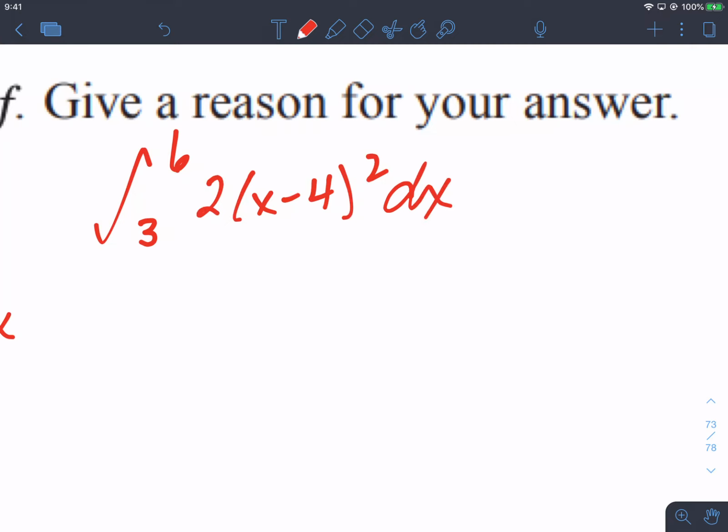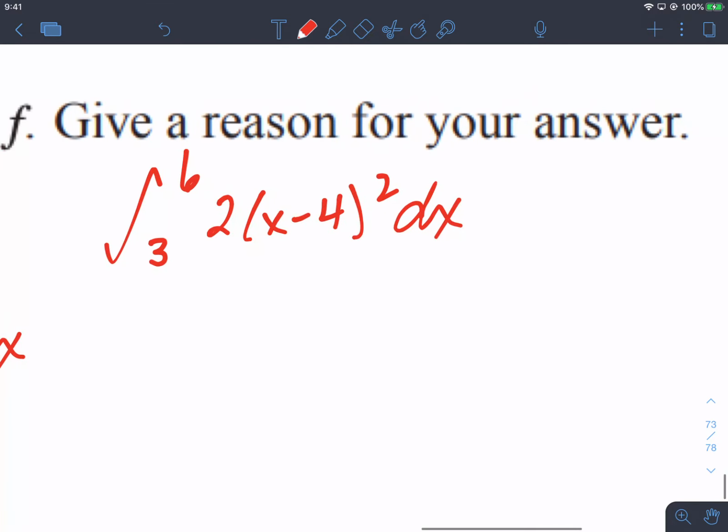You have a couple different ways of solving this. You could just FOIL it out and expand it, treat it like a normal polynomial. You could do a u substitution. A couple different ways of looking at it. Let's go ahead and do a u substitution just to review what that would look like.